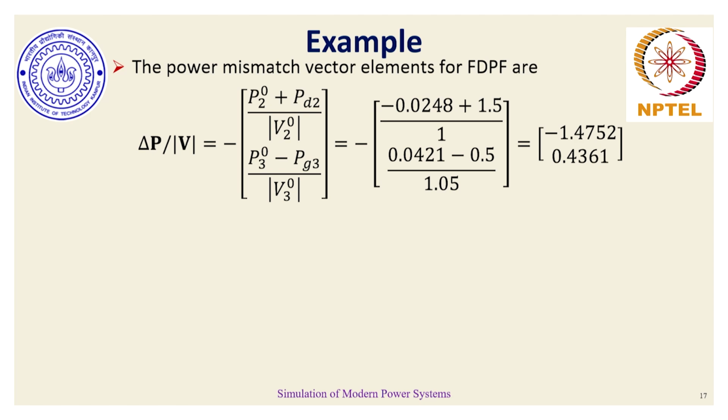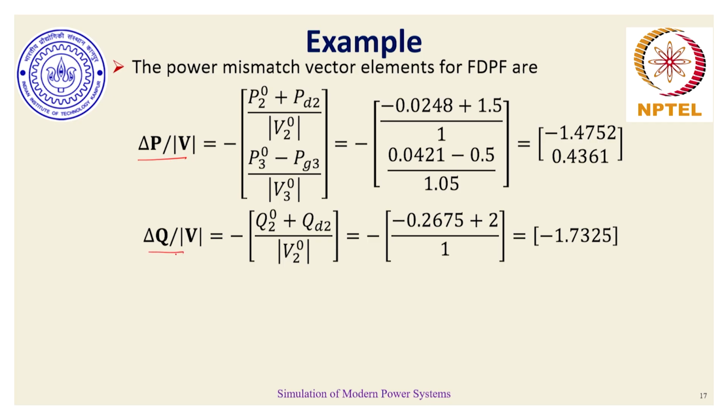Then we find the mismatch vectors. We find the delta P vector as well as the delta Q vector. The corresponding values are given. Please spend some time cross-checking whether these values are correct or not. I strongly believe that these are correct.